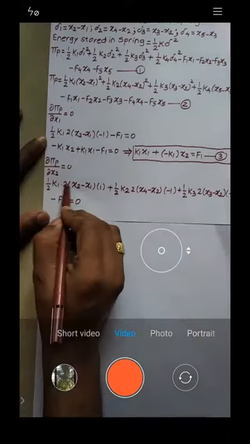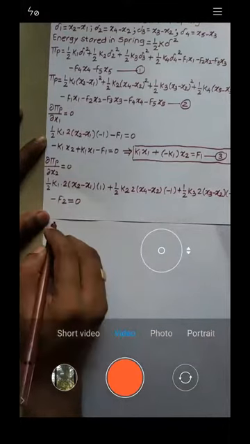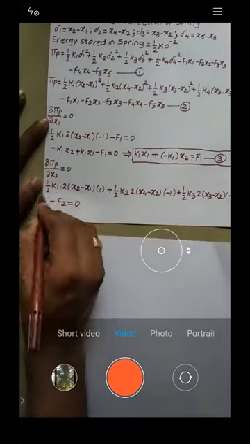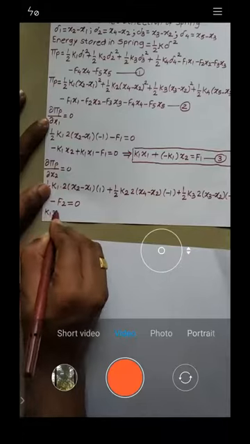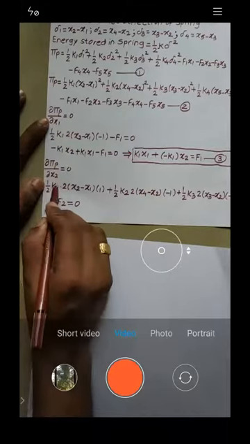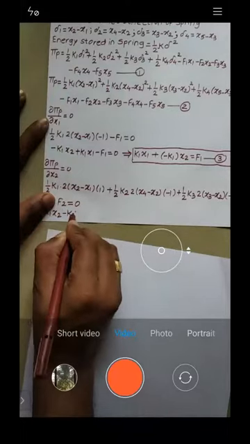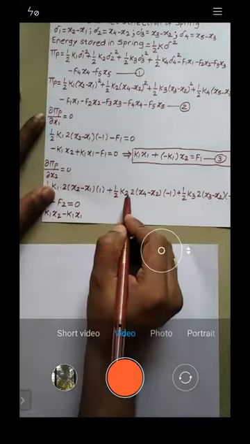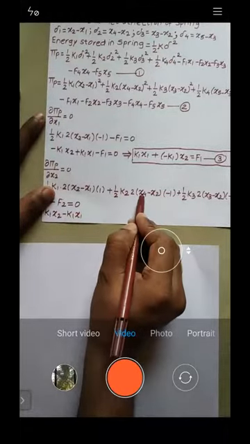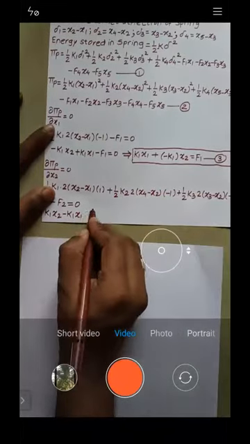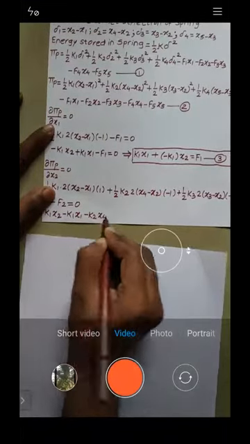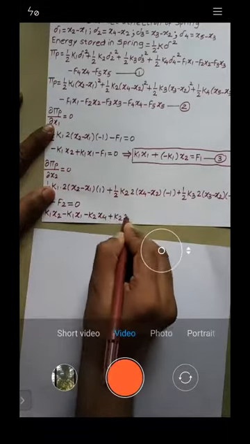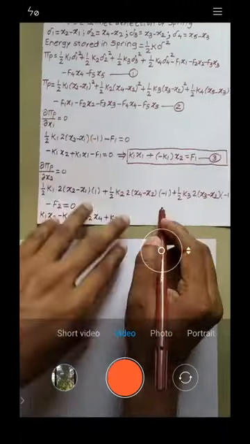See, this 2 and 2 get cancelled. What is remaining? It's k1 x2. Then k1 into minus x1, that is minus k1 x1. Next, this 2 gets cancelled. k2 into x4 into minus 1, that is minus k2 x4. This minus and this minus becomes plus, that is plus k2 x2, right? Plus k2 x2.